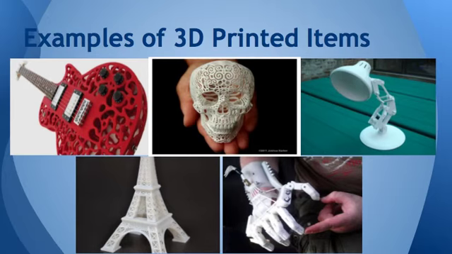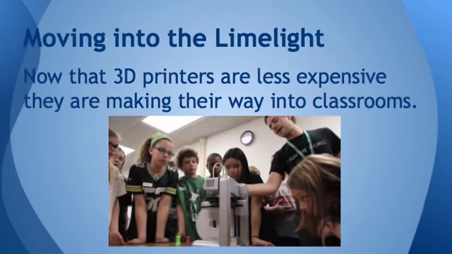These are a couple of examples of objects that have been 3D printed. We have a guitar, a human skull, a lamp, an Eiffel Tower, and even a prosthetic limb. Now, 3D printing is really moving into the limelight. Now that 3D printers are less expensive, they are making their way into classrooms.